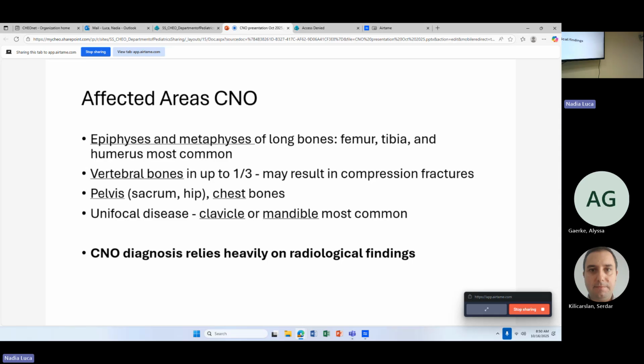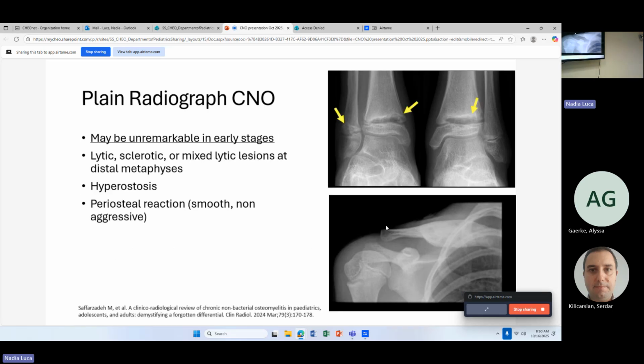But at the end of the day, the take-home message here is that the diagnosis relies heavily on radiology. It's a really impossible diagnosis to make clinically. So we'll go over the radiographic findings.